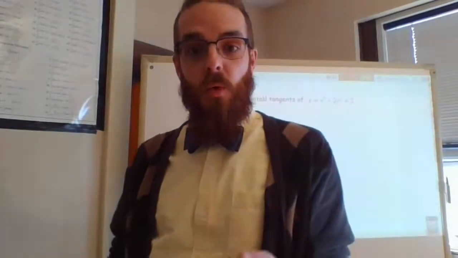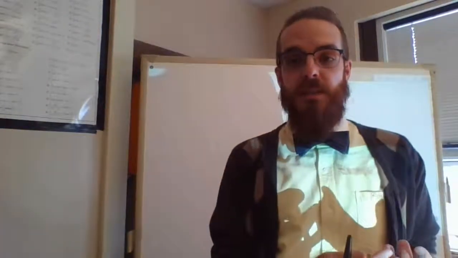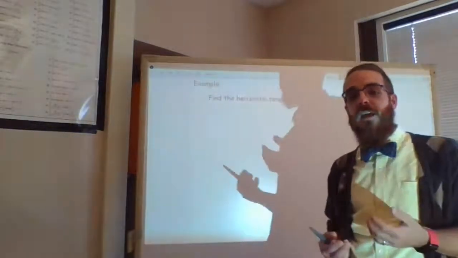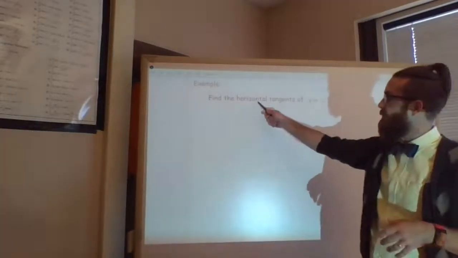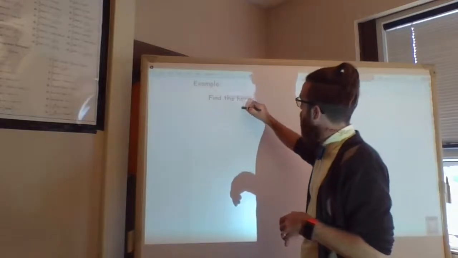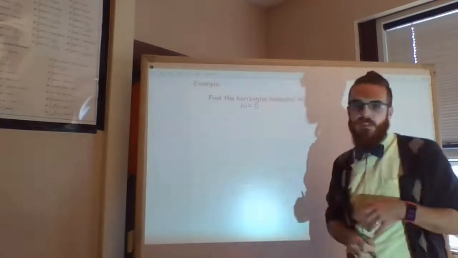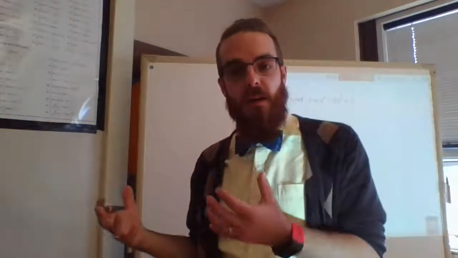To find the horizontal tangent, we need to first find out what is the equation for all the tangent slopes. And then we need to find out when we have a horizontal tangent, that just means the slope is equal to 0. So we're going to find the equation for the tangent slopes. We're going to take that equation, set it equal to 0.